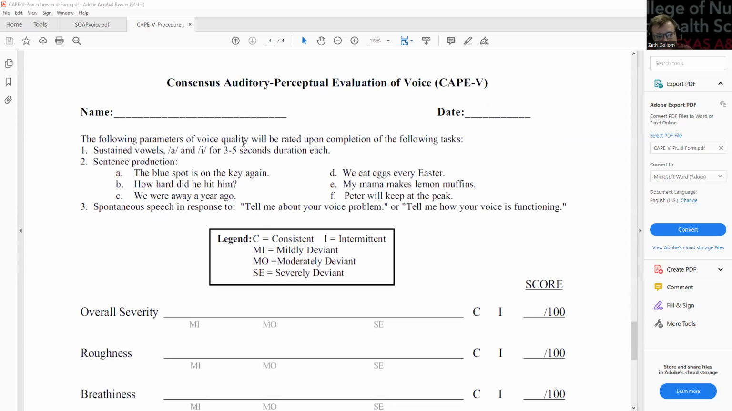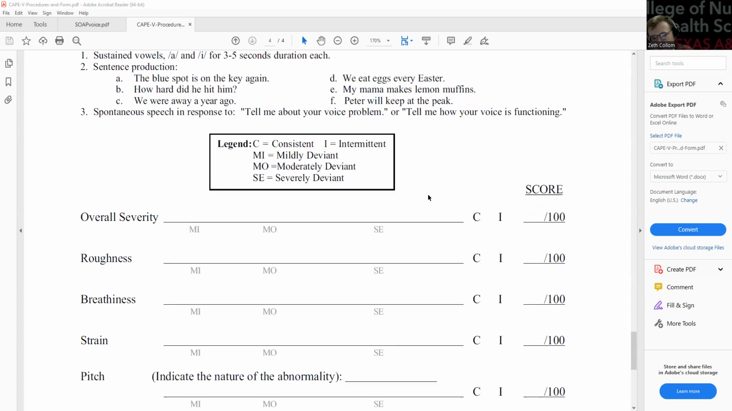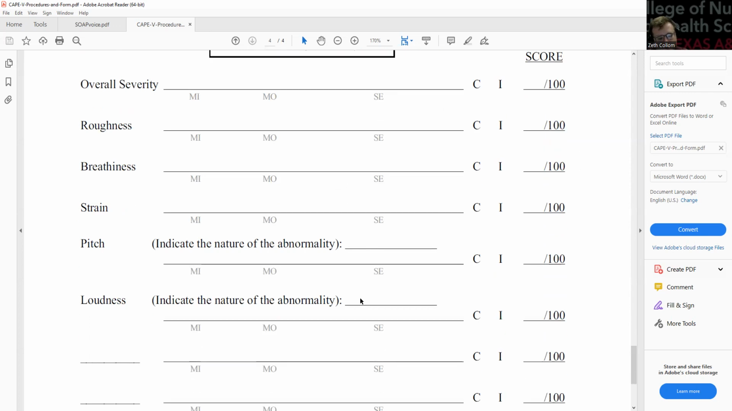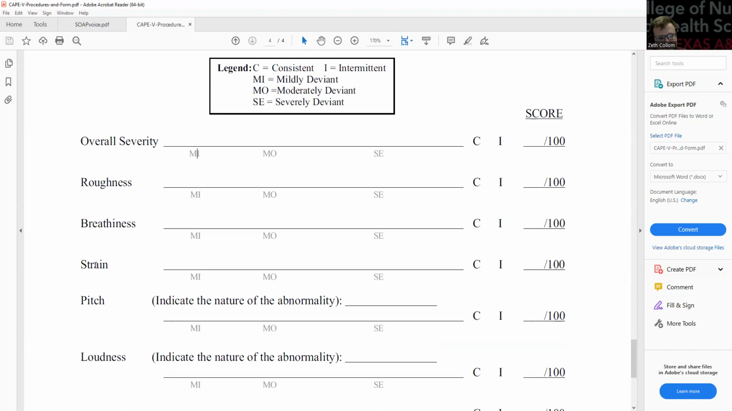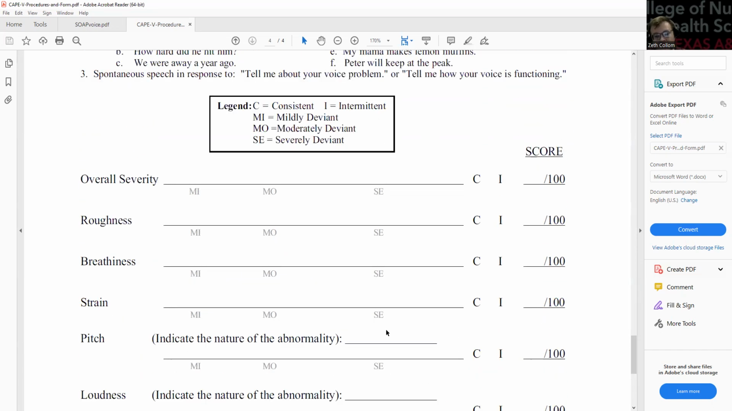What you do is you record the patient's voice doing these tasks. And then you take a ruler. Once you're listening to the speech sample, you put a little mark on the line with a pencil or pen. This is what we call a visual analog scale. You circle whether it was consistent or inconsistent, or you can also enter in other parameters. So this one does roughness, breathiness, strain, and pitch and loudness. And it's on a 100 mm line.